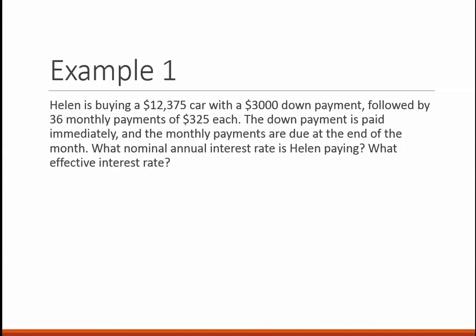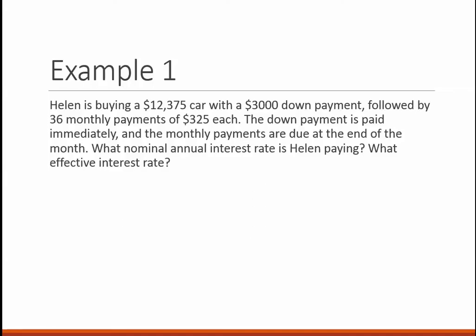Here we have an example. Helen is buying a $12,375 car with a $3,000 down payment, followed by 36 payments of $325 each. The down payment is paid immediately, and the monthly payments are due at the end of the month. What nominal annual interest rate is Helen paying, and what effective rate?